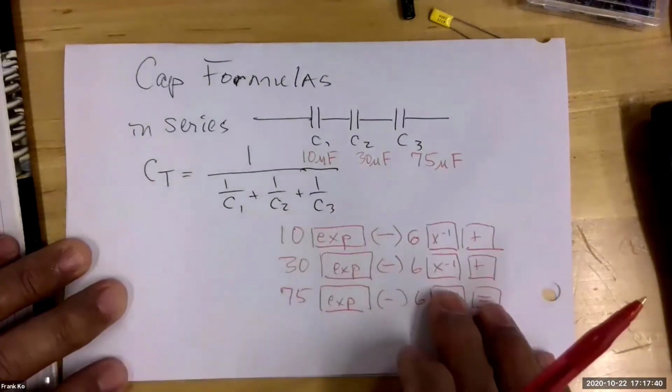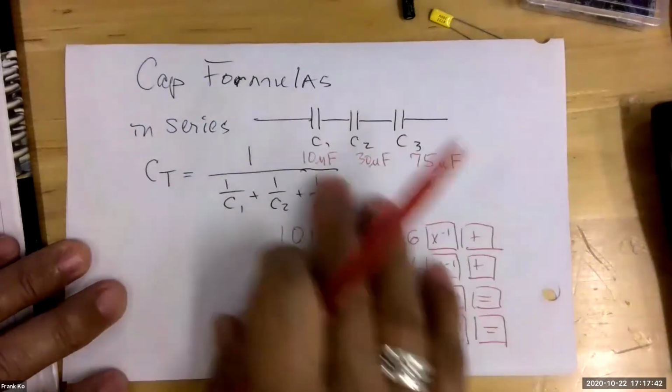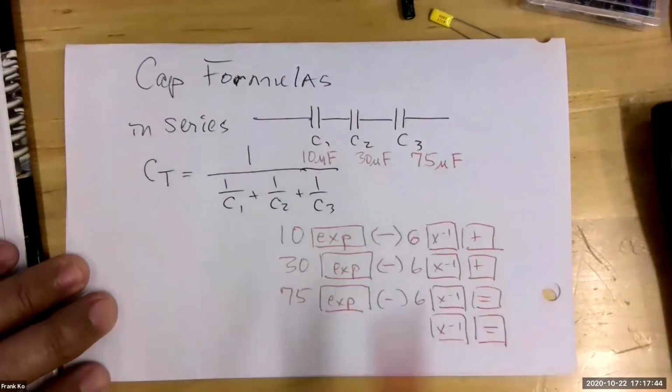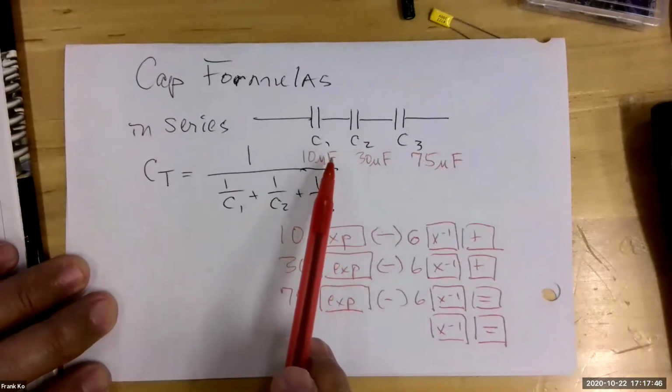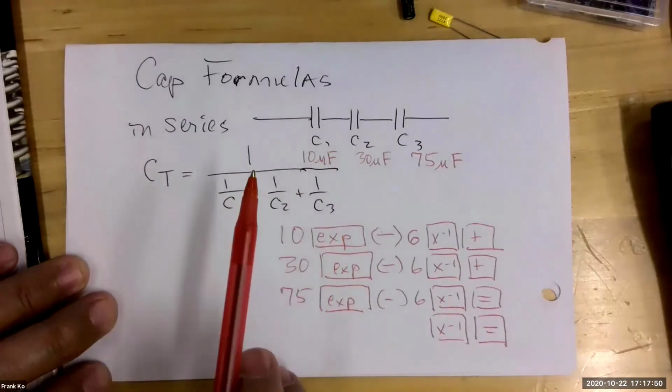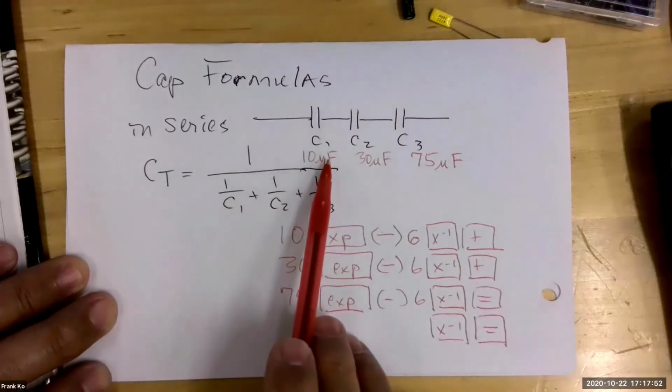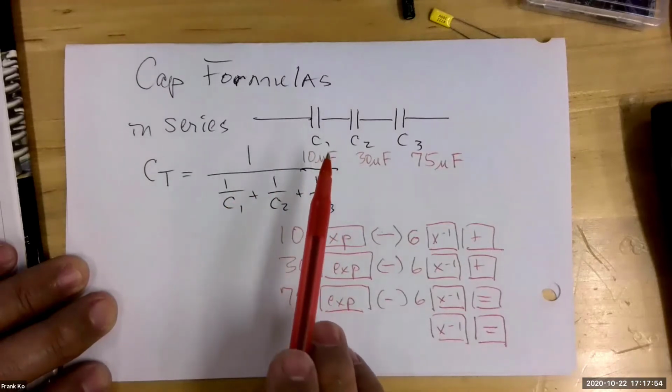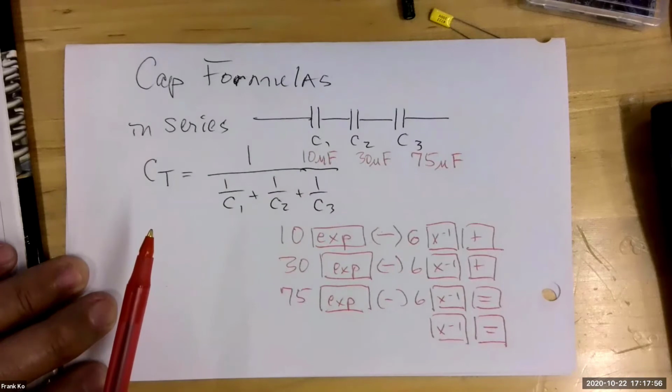And if you use a reciprocal formula on these values, you better end up with a value that is what? Smaller than the lowest value. Reciprocal will always end up with a total that is what? Smaller than the lowest value. So I better end up with something less than 10 microfarads, yes?